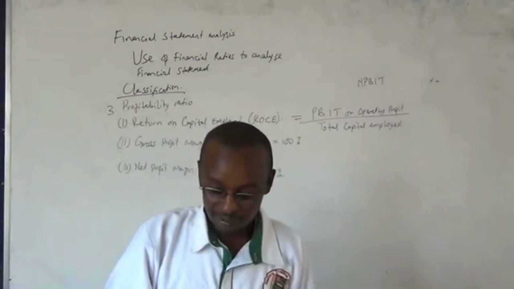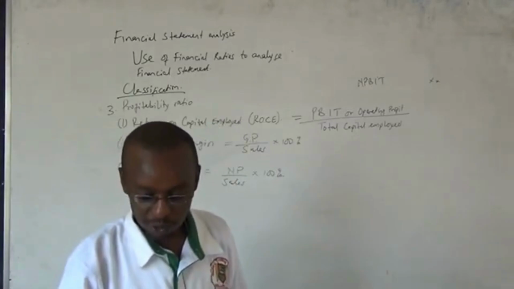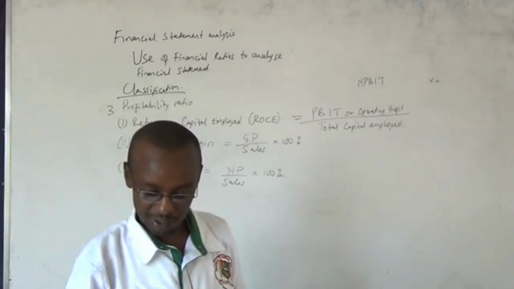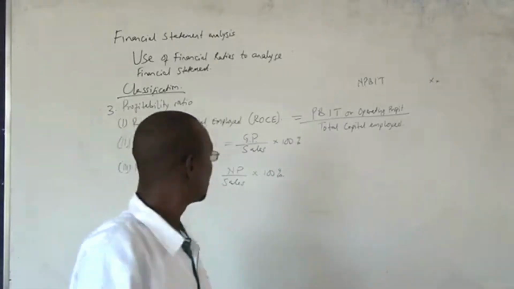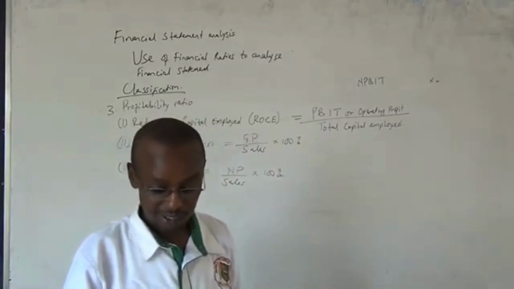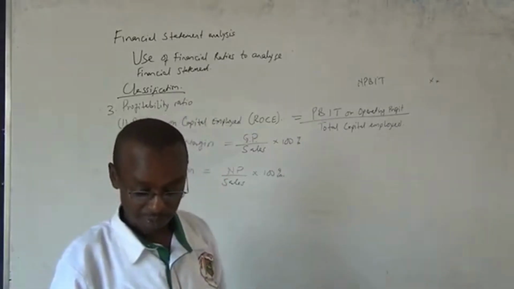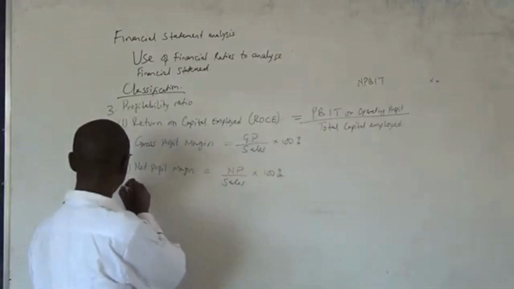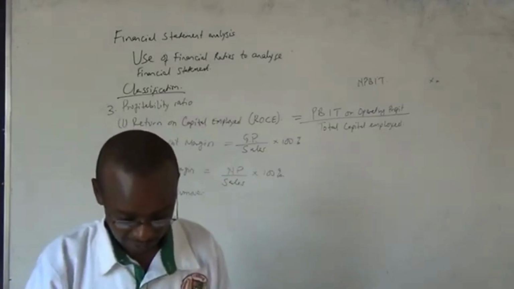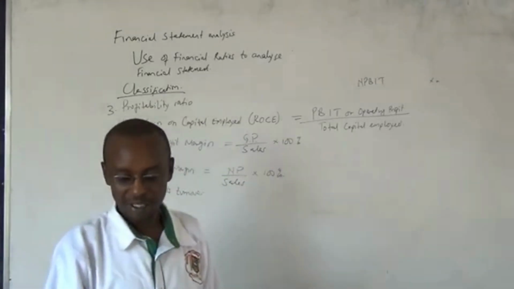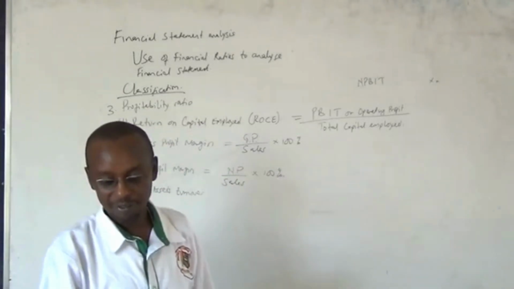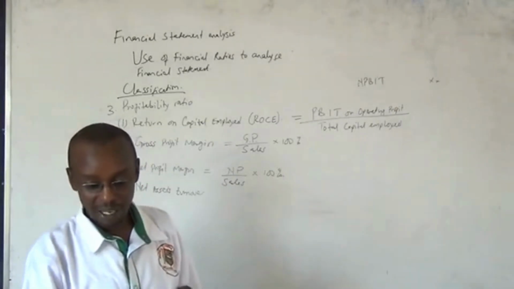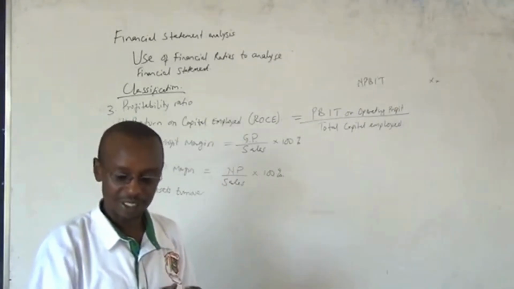So net profit margin measures the firm's ability to control its production, operating and financing costs. How well can we control all our costs? Then this one will show you. We have net assets turnover. Turnover gives a guide to productive efficiency and how well assets have been used to generate the sales.